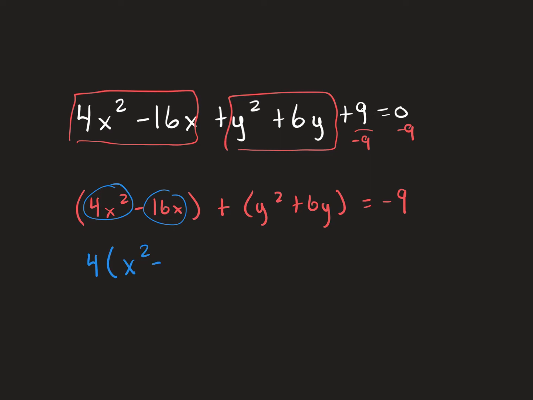Ooh, I messed that up. I factored 4 out here, but I didn't factor it here. So let me go back. It's not minus 16x. It's going to be minus 4x, plus y squared plus 6y, equals negative 9. And now remember, the instructions gave me a good hint.